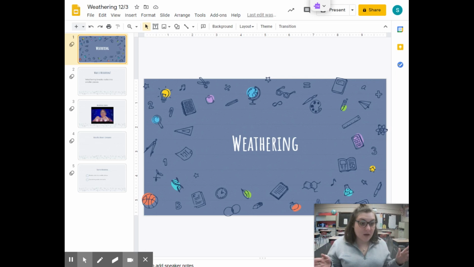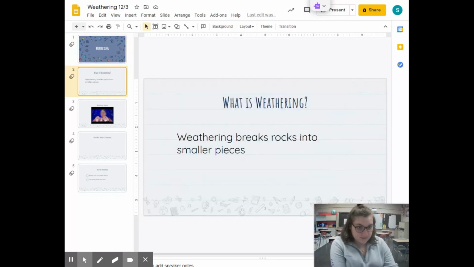Today we are going to talk about weathering. So the last couple of days we've been talking about volcanoes and earthquakes and how they change the Earth's land. But today we're going to be talking about how weathering changes the Earth's land. So you might be asking yourself, what is weathering? Well, weathering is what causes rocks to break down into smaller pieces.